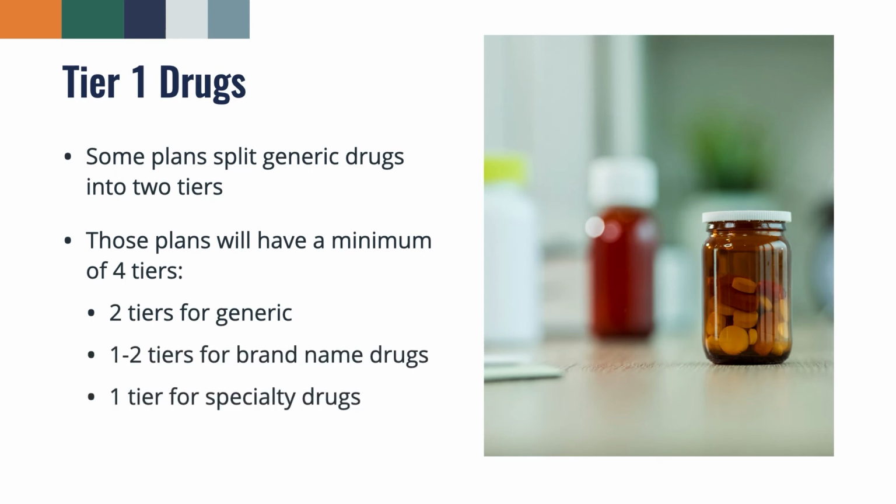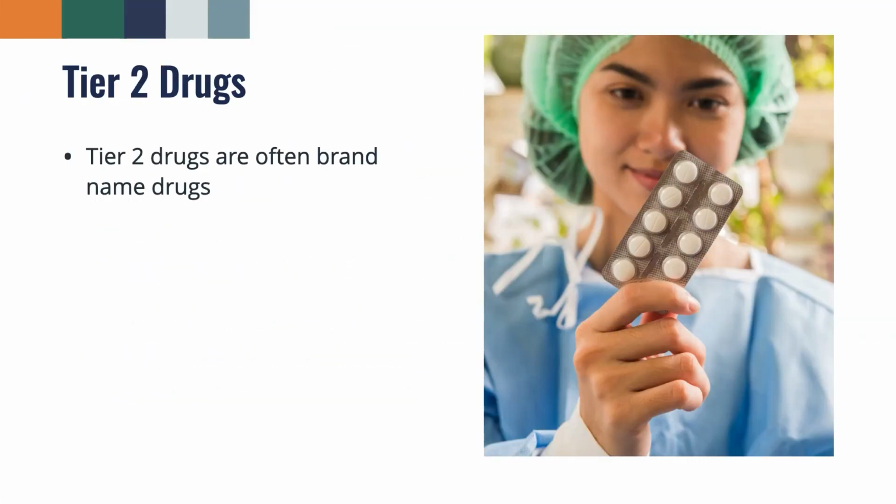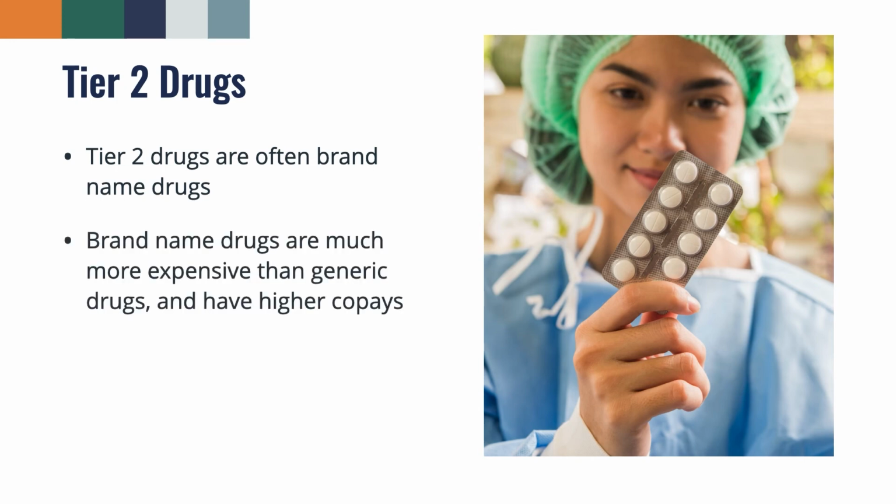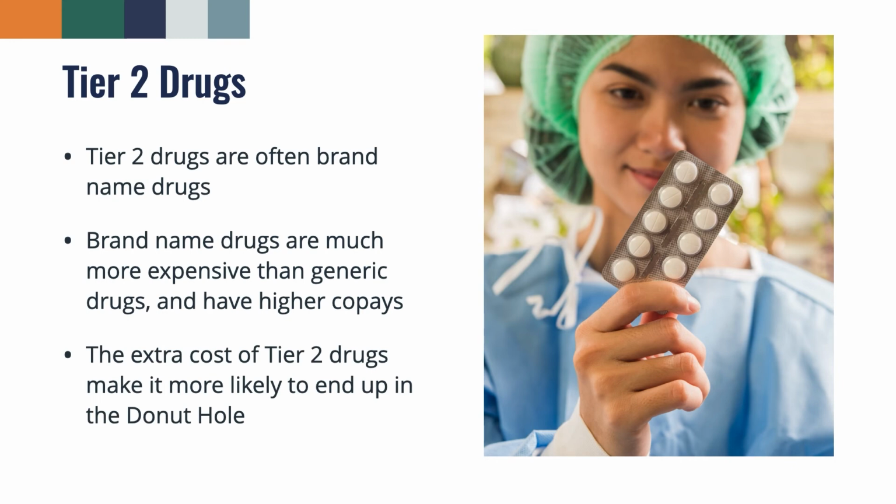The next category of prescriptions are classified as Tier 2, which typically begins brand name drugs. Drugs in this category are much more costly than Tier 1 and are likely to cause you to enter the donut hole at some time during the year. Co-payments for brand name drugs are much higher than generic drugs. Again, some plans may have 2 tiers for brand name drugs. If that is the case, the number of tiers in the plan will increase.